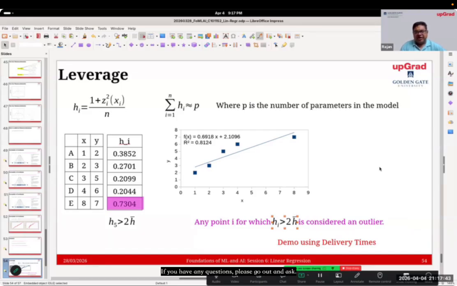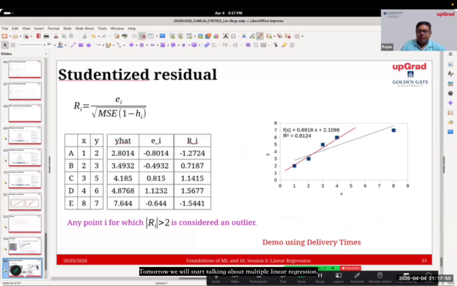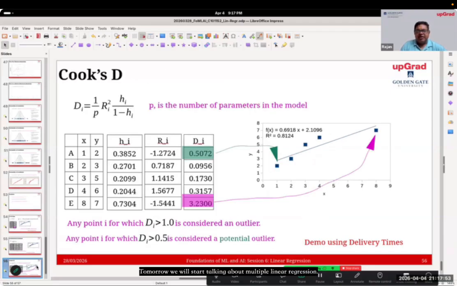If you have any questions, please go ahead and ask. Anyway, you have the slides with you. You could go through the slides and come prepared tomorrow. Tomorrow we will start talking about multiple linear regression.